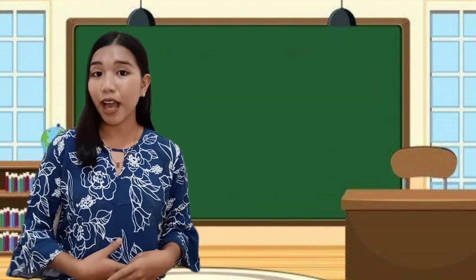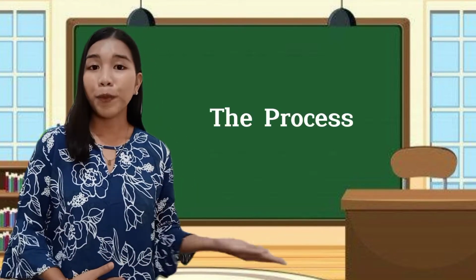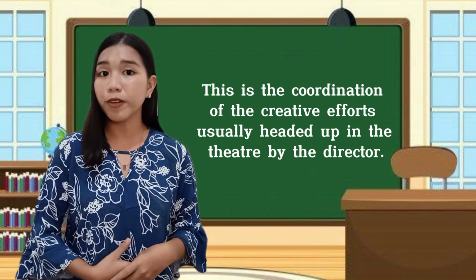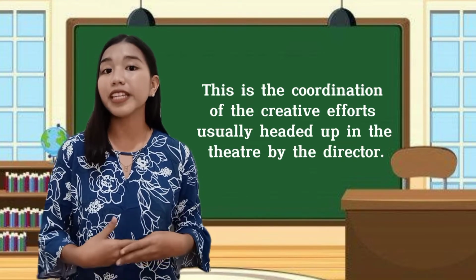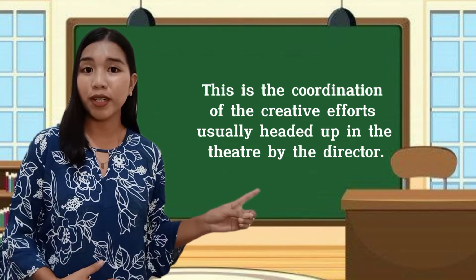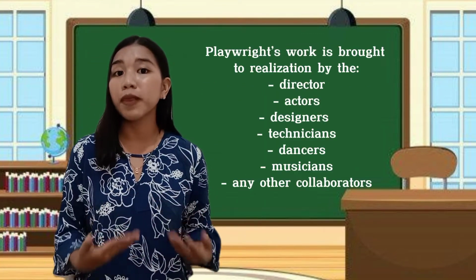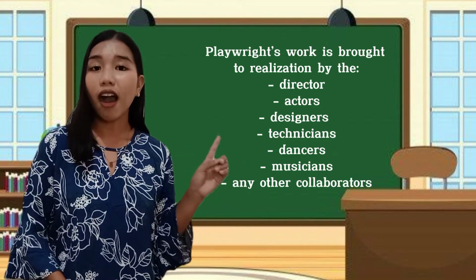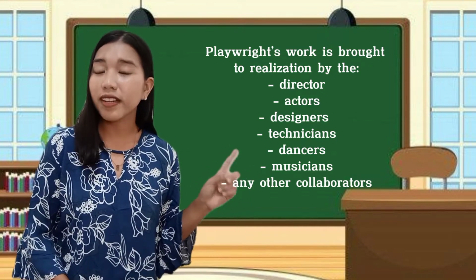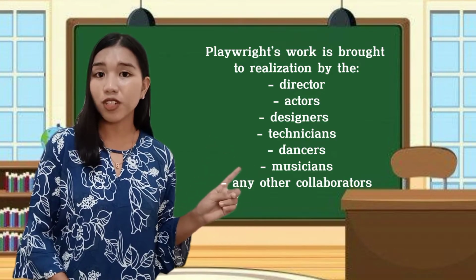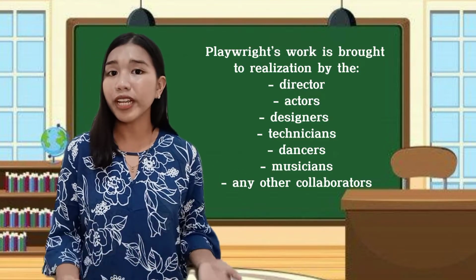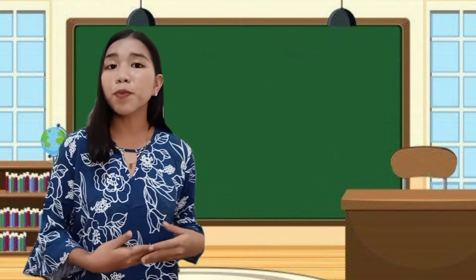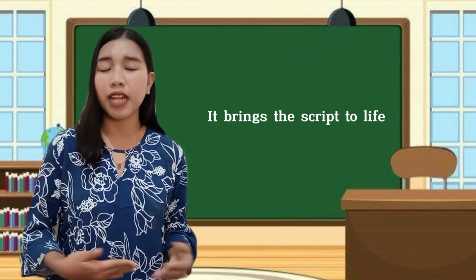Moving on to the second element, we have the process. This is the coordination of the creative efforts usually headed up in the theater by the director. It is the pure process by which the playwright's work is brought to realization by the director, actors, designers, technicians, dancers, musicians, and any other collaborators that come together on the script, scenario, or plan. Through process, it brings the script to life.